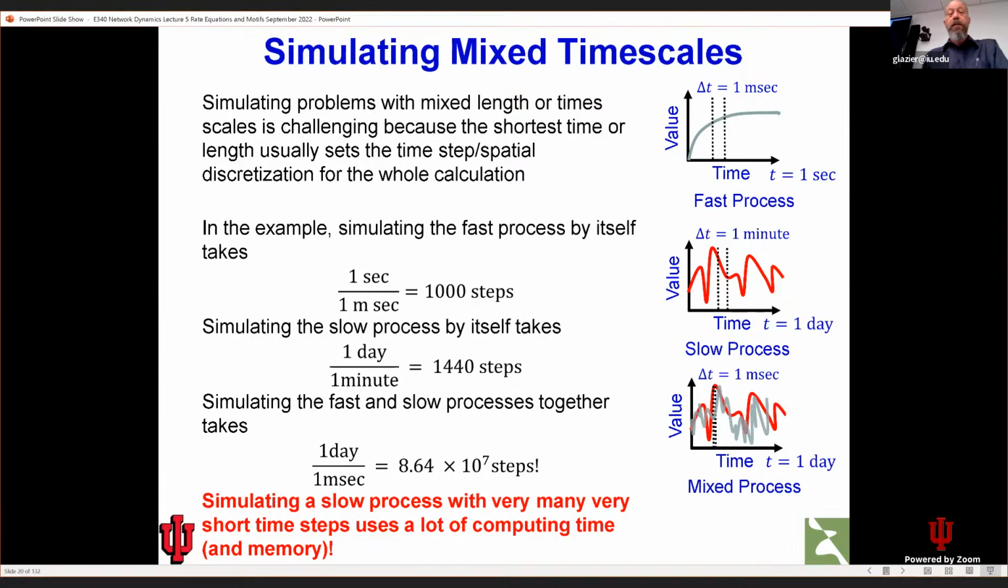And here's an example. Suppose that we have a problem where we have a fast process that takes a second, and we need to subdivide that into 1,000 time steps in order to get it numerically correct. And suppose that there is a slow process that takes a day, and we need to simulate that slow process in units of a minute. So to simulate the fast process by itself, to simulate 1 second, we need 1,000 steps. To simulate the slow process by itself, we need to simulate a day, 1,440 steps. If we want to put the two together, then we have to simulate a day at a scale of a millisecond. That's 9 times 10 to the 7th steps. So that's a lot of time steps.